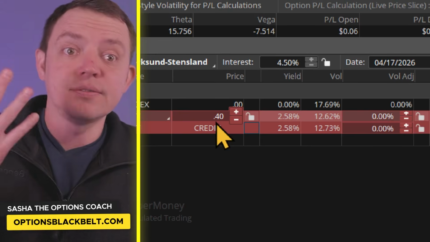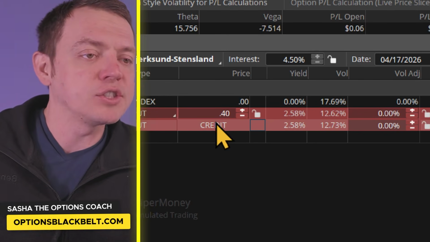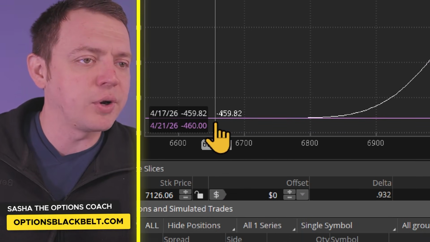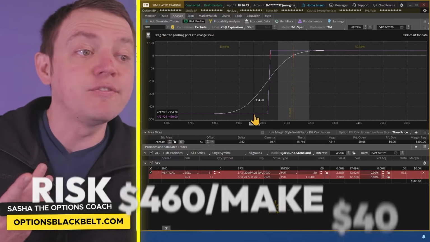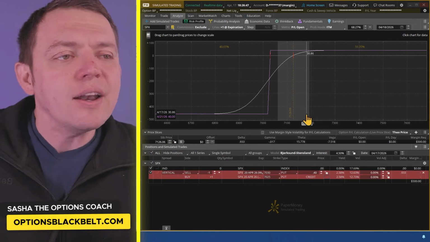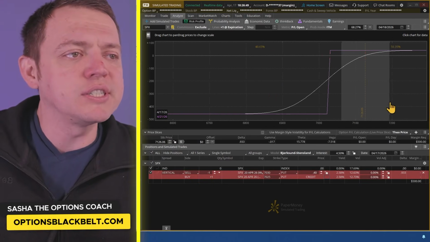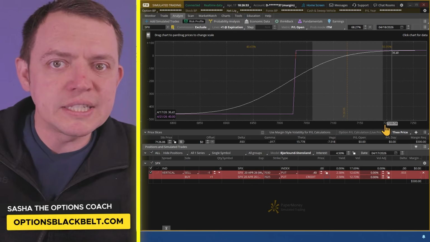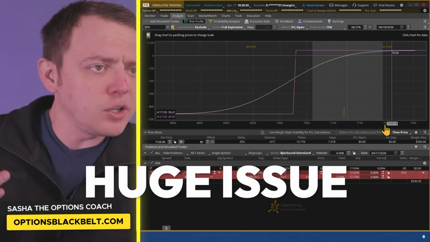So that means $500 minus 40 is going to be $460 of real risk, which you can see right here at the bottom. So we're risking $460 to make $40. That's not a really great risk to reward ratio. So you can see what happens. You might win, and if one trade goes against you, you've got a huge issue and a huge problem.